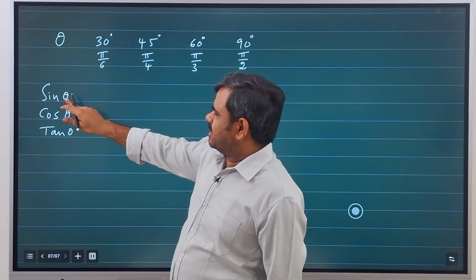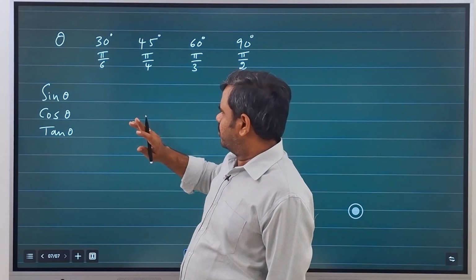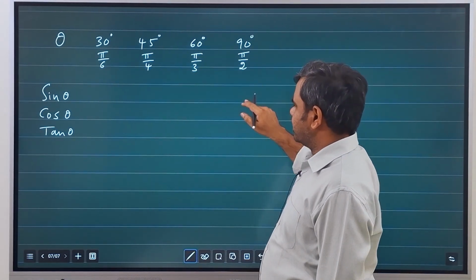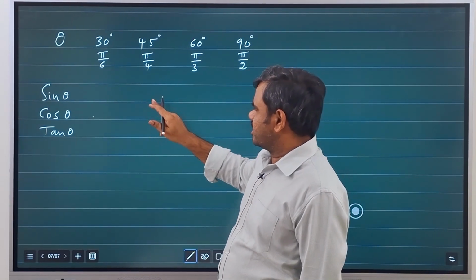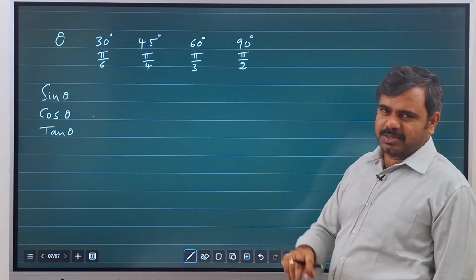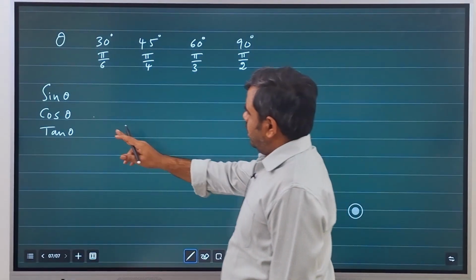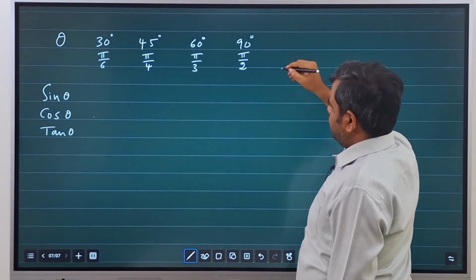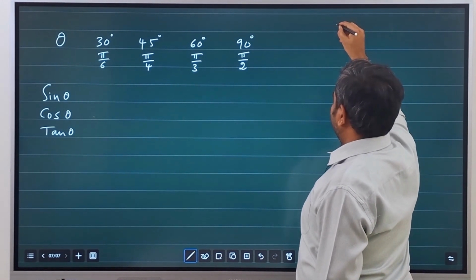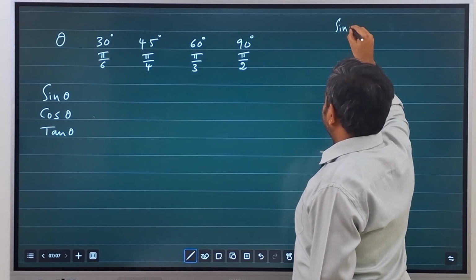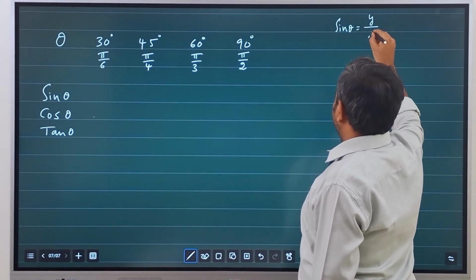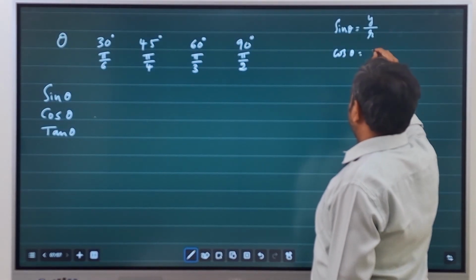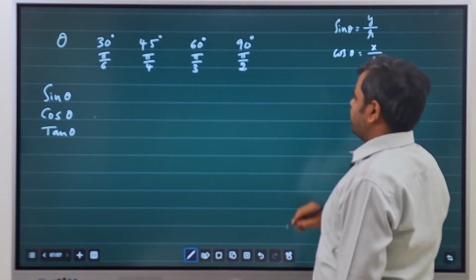Okay. So what is the value of sine 30 degrees? That's what we are going to find out here. What is the value of sine 45 degrees, sine 60 degrees, sine 90 degrees? Similarly, cos 30 degrees, cos 45 degrees, cos 60 degrees, and cos 90 degrees. And of course, tan theta. You know, before we actually write down the values, you know sine theta is opposite side divided by hypotenuse, and cos theta is adjacent side divided by hypotenuse.